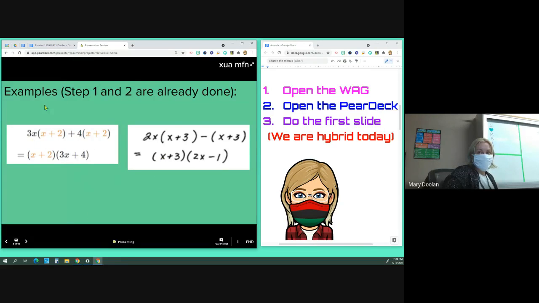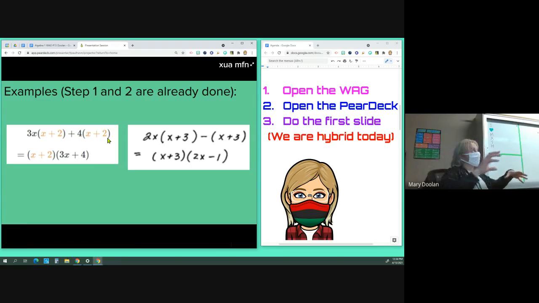If you look at the one on the left, we have 3x times x plus 2 plus 4 times x plus 2. So this is actually a binomial because there's 2 terms being added together. Each term is really big. 3x times x plus 2 is 1 term because it's factored, it's being multiplied together. And 4 times the quantity of x plus 2 is 1 term. But what they have in common is the binomial x plus 2.